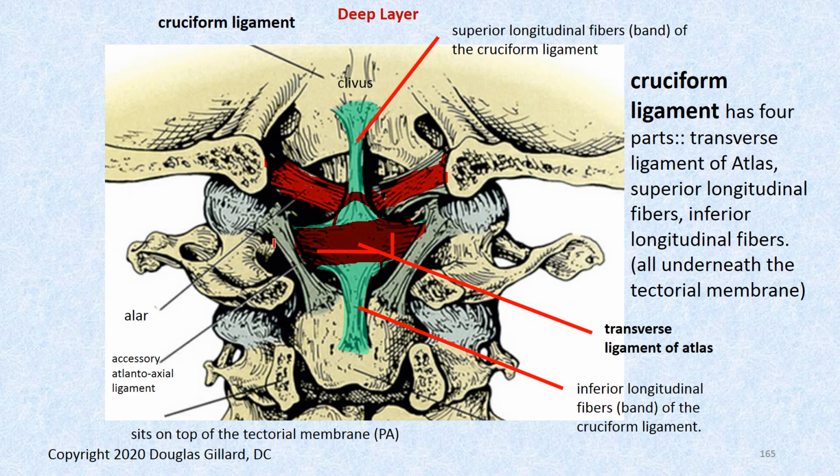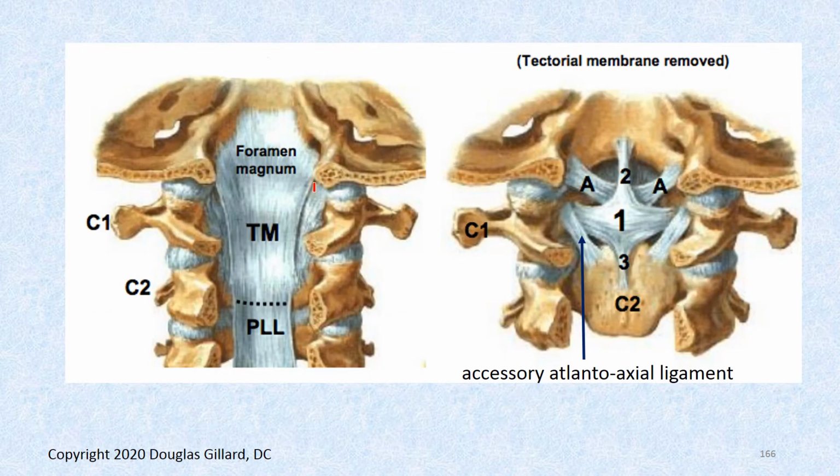There's also this one. Some people just say this is kind of part of the posterior atlanto-occipital membrane, a thickening on the outside, but other people call it its own ligament. So this is called the accessory atlanto-axial ligament. So that also is important for stability. Of all of these, the two most important for stability are the transverse ligament of atlas, and then these alar ligaments are really important. Got it?